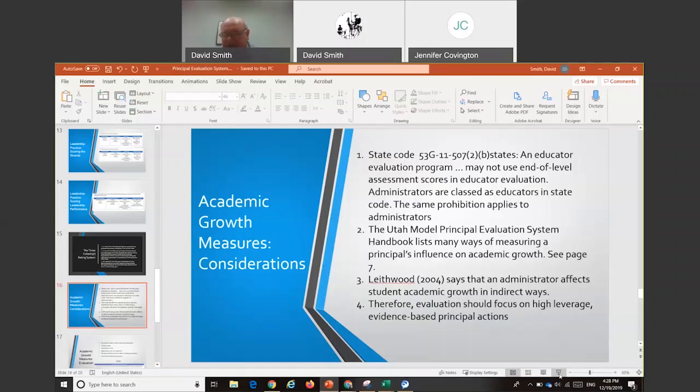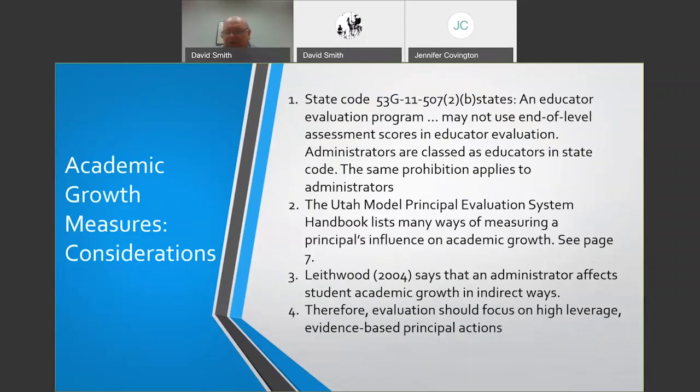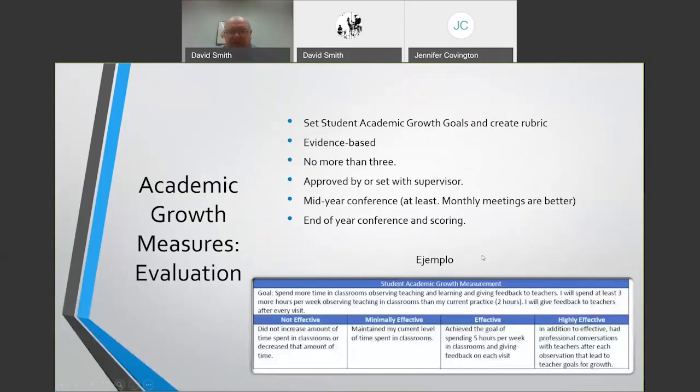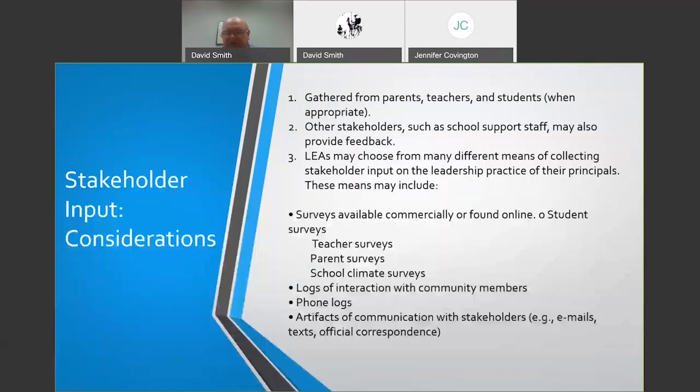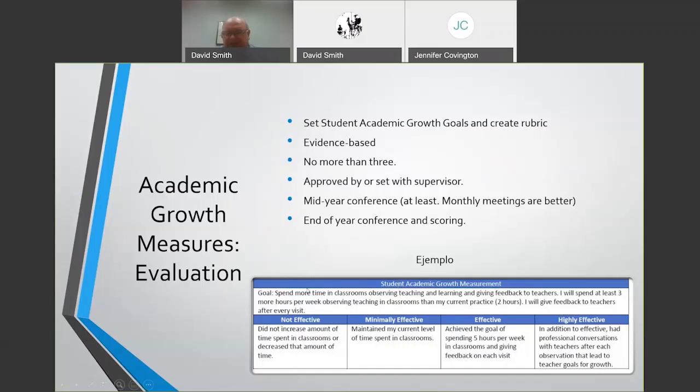So how would we look at that? Well, one way would be in setting some student academic growth goals at the beginning of the year. That would be evidence-based, and they would have no more than 3. They'd be approved by or set with the supervisor. There'd be a mid-year conference at least. Monthly meetings are even better, and then an end-of-year conference and scoring. So here's a little example of what that might look like.